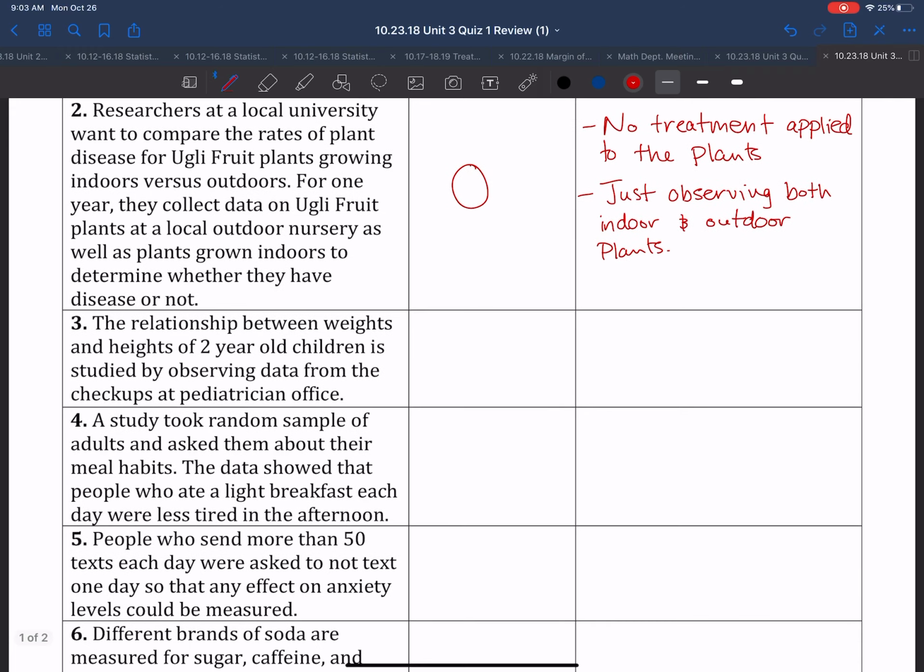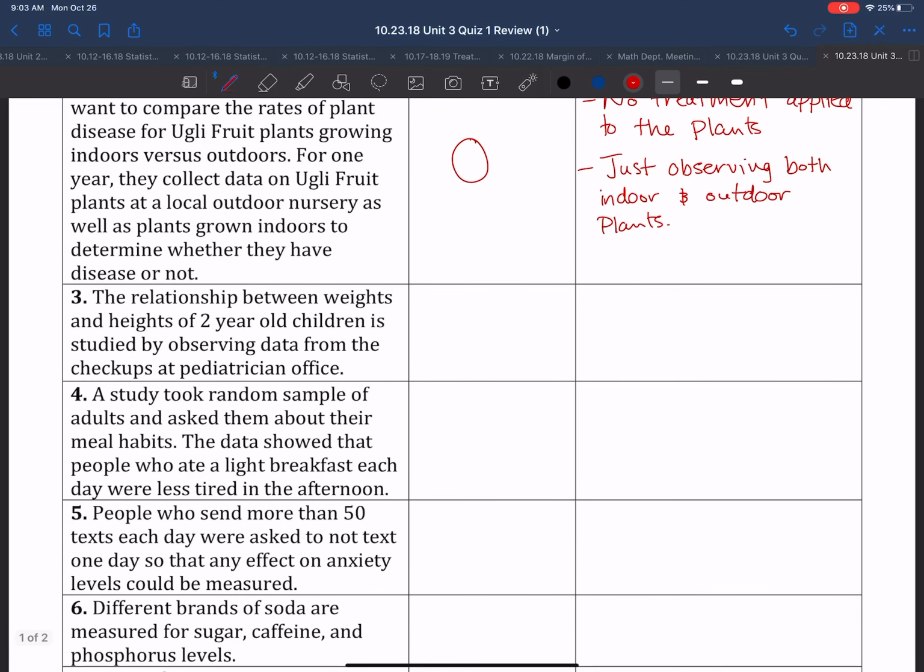Number 3, the relationship between weights and heights of 2-year-old children is studied by observing data from the checkups at a pediatrician office. So right here in the description, observing. So right away, they're not breaking 2-year-olds into groups and measuring them or applying treatments. They're just observing the heights and weights of them. So this one is going to be observational. And our reason why, only looking at data taken by doctors.